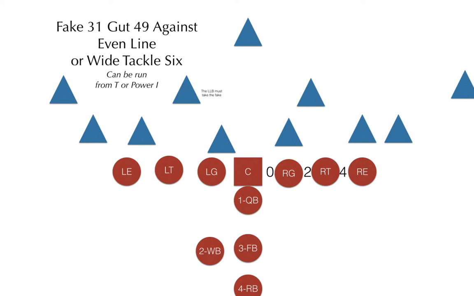Okay, here's what we're going to do. Now, the fake 31, or 30 gut, 32 gut, the 31 gut, 33 gut, here's what we can do with this play. This play ran for a touchdown. What we can do is a fake 31. This play was a fake 31 gut, 49 pitch. Watch how this works.